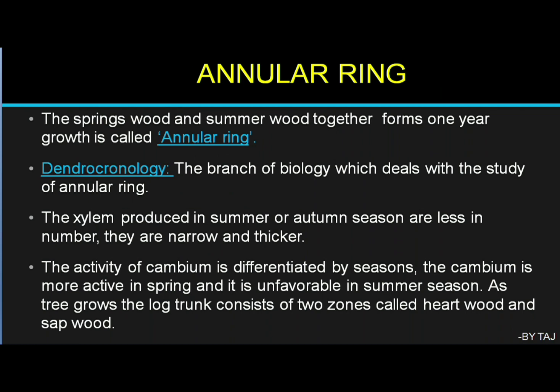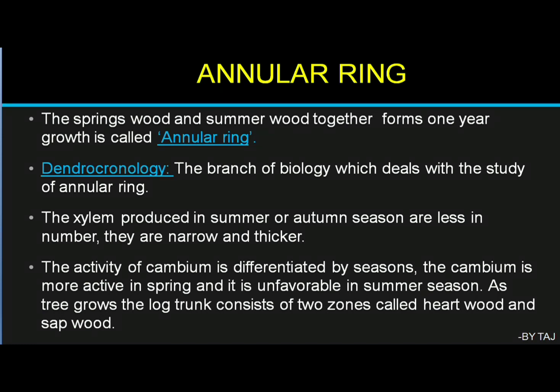Coming to another very important concept, that is the annular ring. Spring wood and summer wood together form one year of growth. This one year growth we call an annular ring. These annular rings help in finding the age of a particular plant or tree. This is how it forms, with the help of spring wood and summer wood, that we will discuss later.